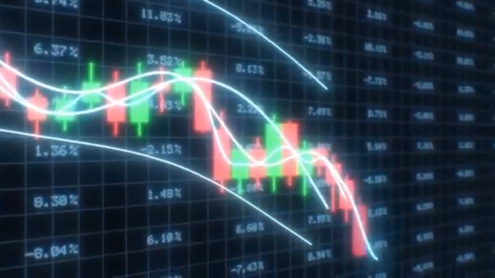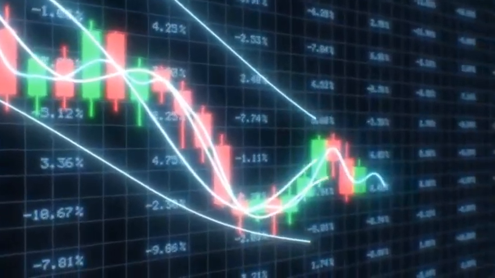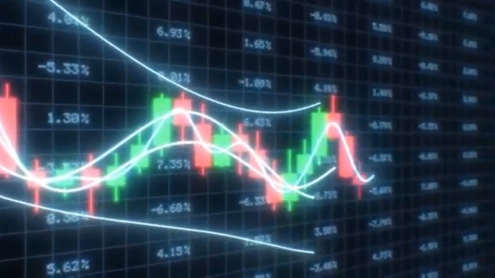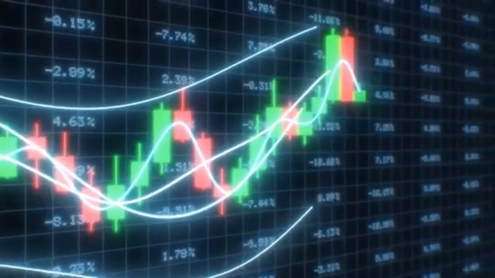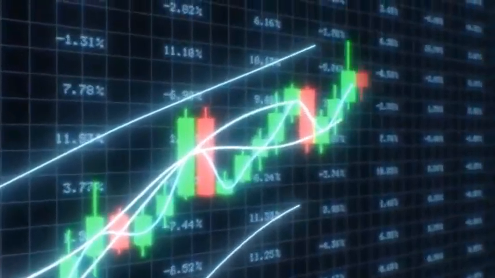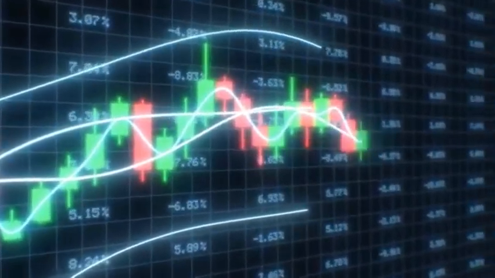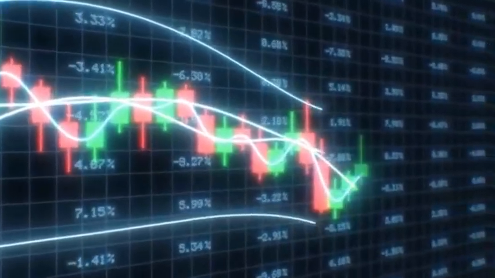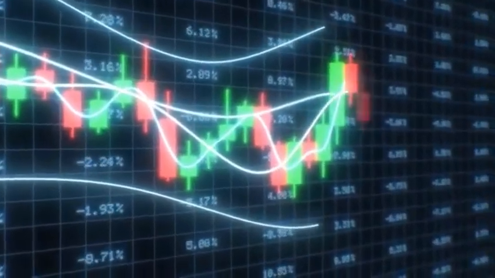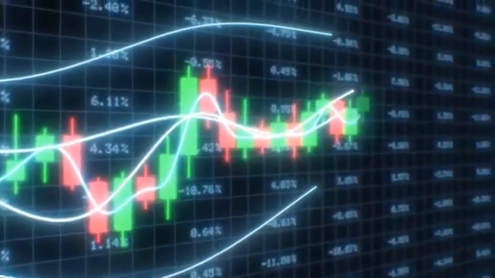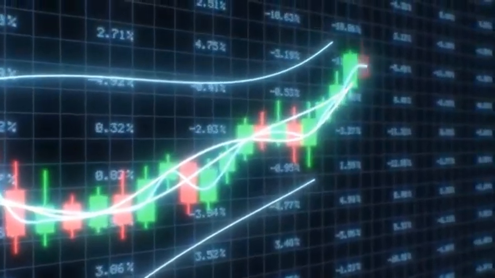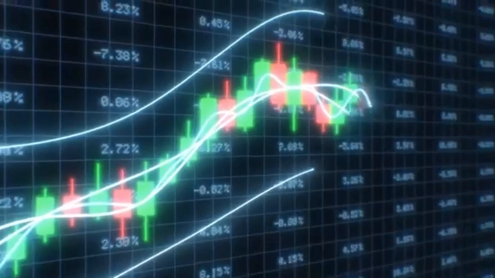They're also easier to interpret because the patterns are more visually intuitive. Each candlestick represents the same information as a bar chart, but it's displayed in a more graphic way. The candlestick has a body, the wide part, and wicks, the thin lines at the top and bottom. Here's the breakdown. The body shows the range between the opening and closing price.